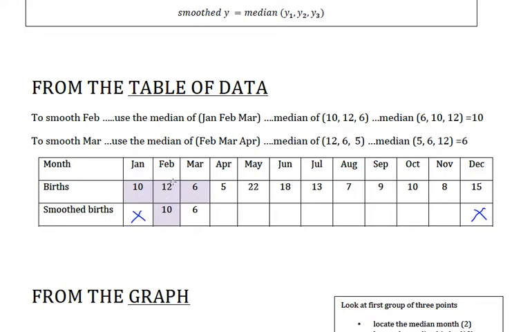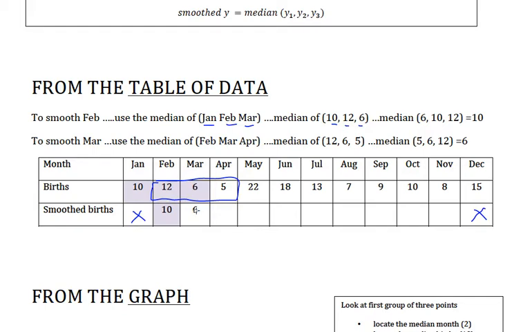So what we want is the month, or the number of births for the month itself, plus 1 either side. So for February, to smooth February, we need to get the median of January, February, and March. So therefore the median of 10, 12, and 6. Don't forget, with a median, you need your values ordered. Therefore, when you order this, 6, 10, and 12, the median is 10, which is why our smoothed value for February is 10.